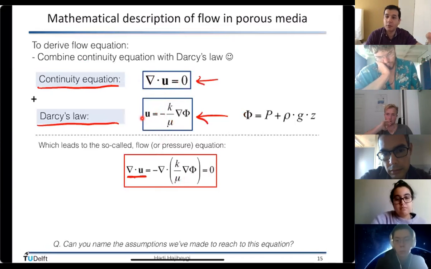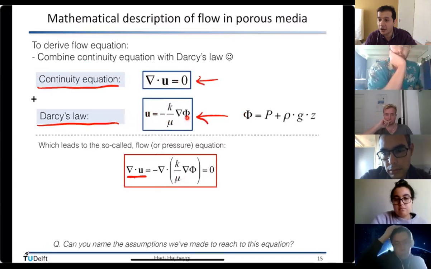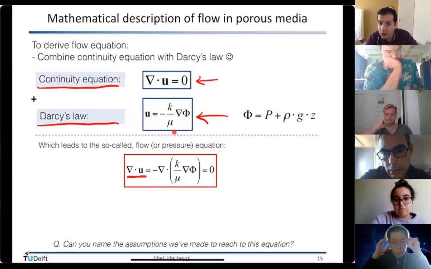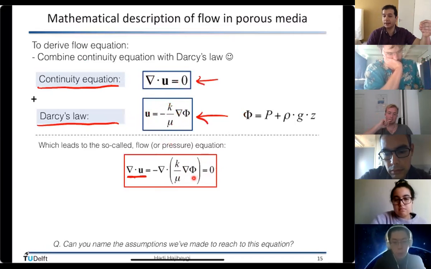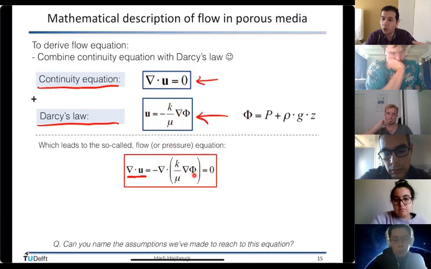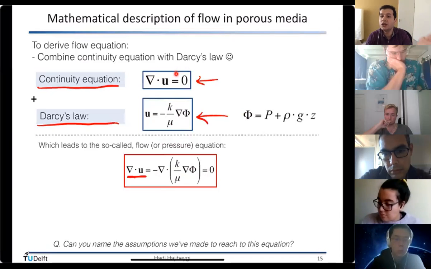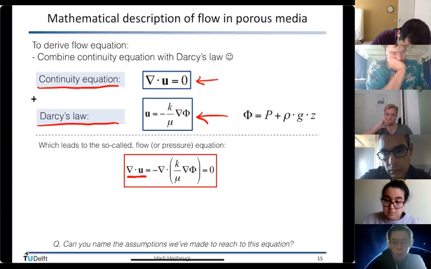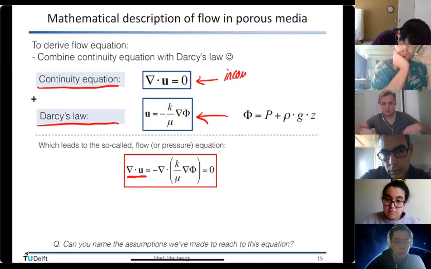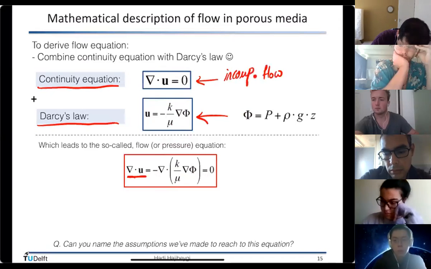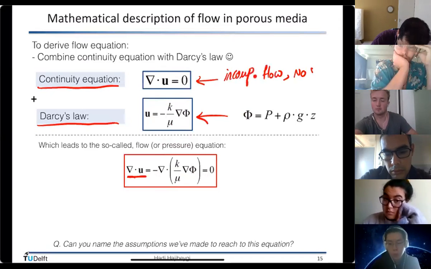Then, specifically for porous media at Darcy's scale, we relate velocity with gradient of potential this way, and so we get the pressure equation this way, or potential equation this way. So that potential equation is now subject to all the assumptions that Darcy's law is subject to. But divergence U is 0 is valid if you have incompressible flow with no source term. So this is valid if you have incompressible flow and no source term.